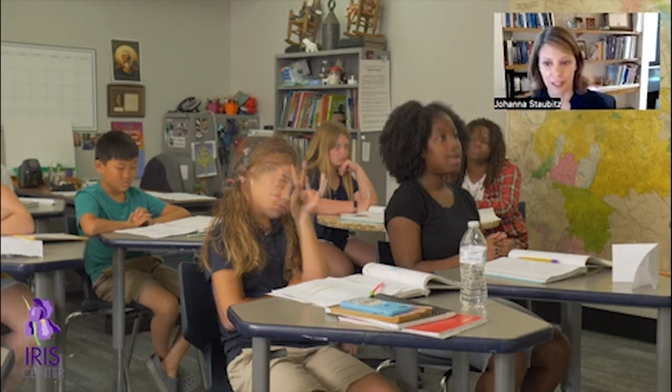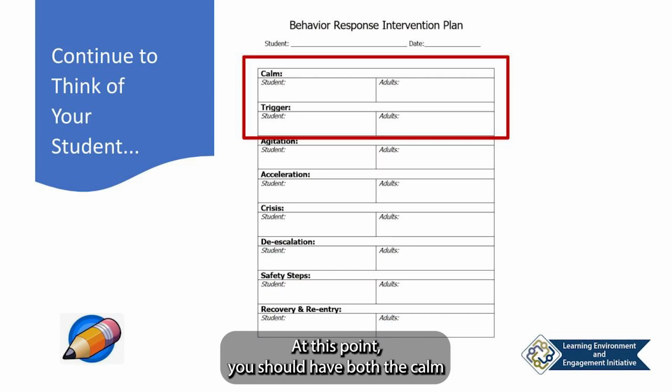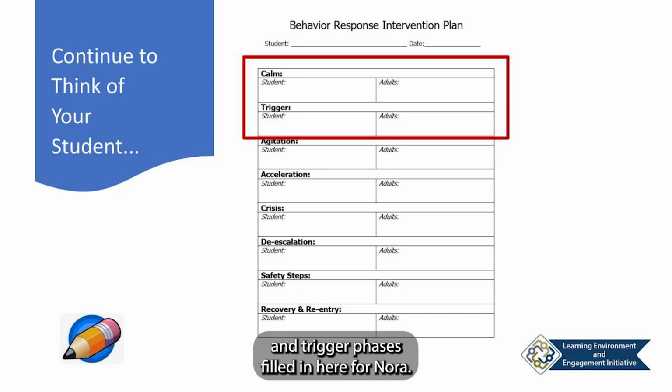And it's pretty important here that Mr. Santini notice and intervene before the escalation continues. The way he could intervene that's most likely to have an effect is one that allows Nora to move on so that she doesn't have to wait while her peers ask these silly questions. At this point, you should have both the calm and trigger phases filled in here for Nora.